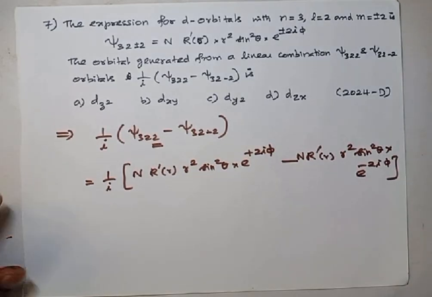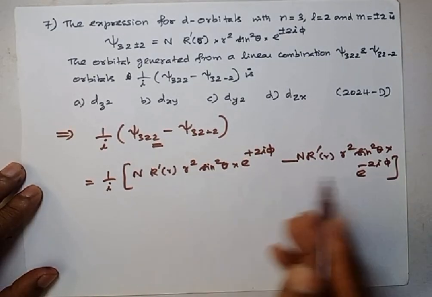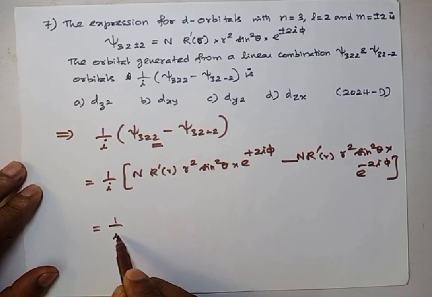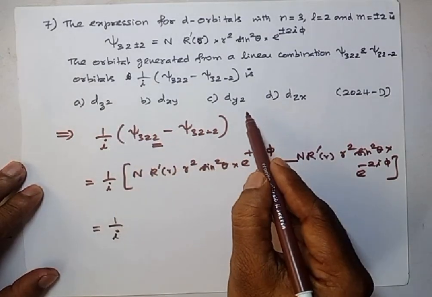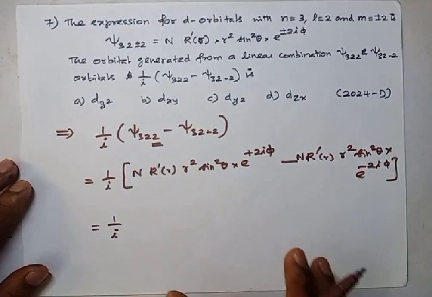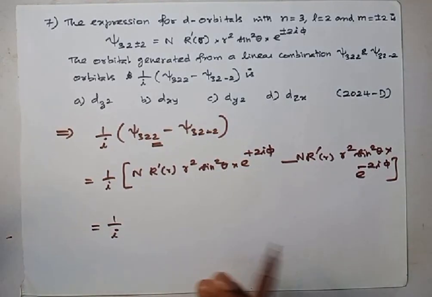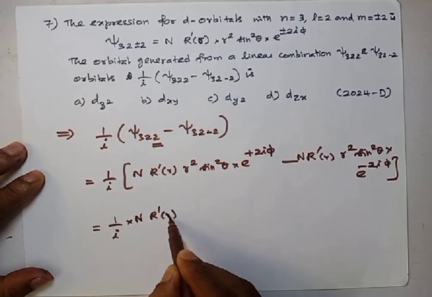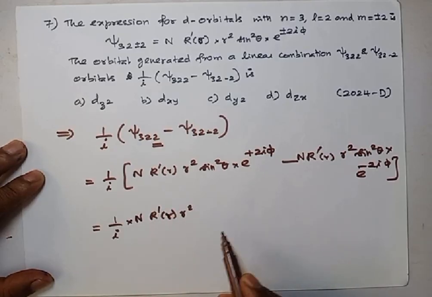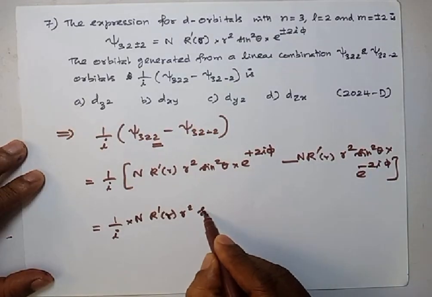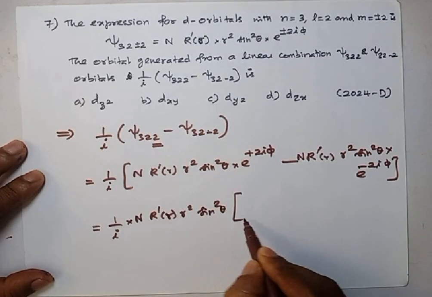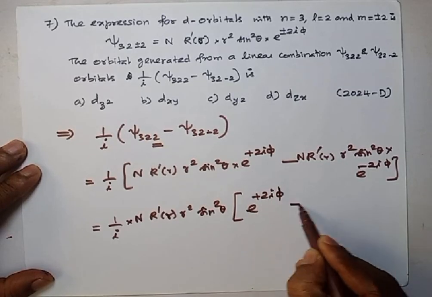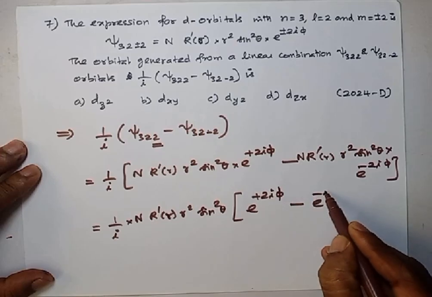This linear combination we should take. So here N R prime r square, these are all constant terms, you can take them out. So 1 by i. To find the orbital, we should analyze the angular part, so I'll remove the radial part from here. N R prime and r square, I'll remove them. For the time being, I'll remove the sine square theta also. What we are left with inside the bracket is e power plus 2i phi minus e power minus 2i phi.